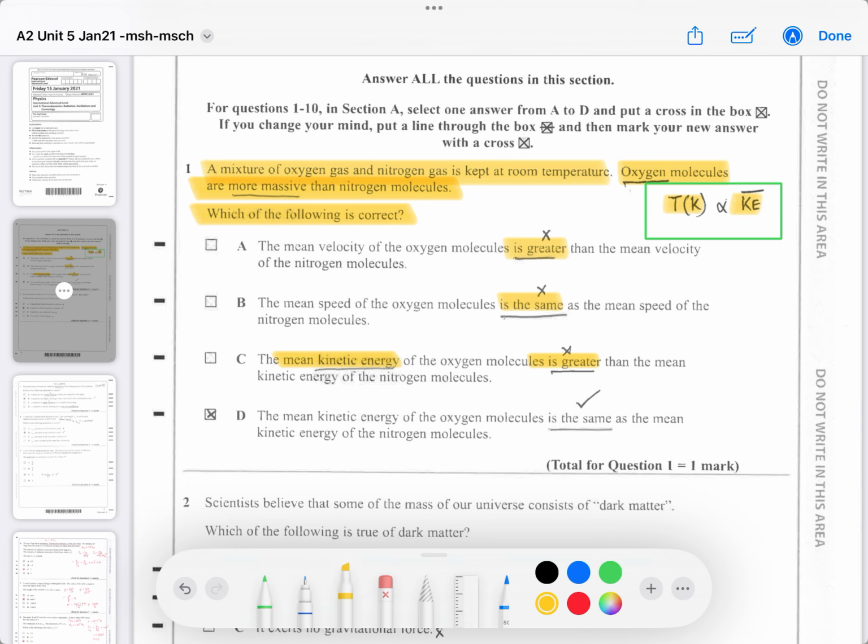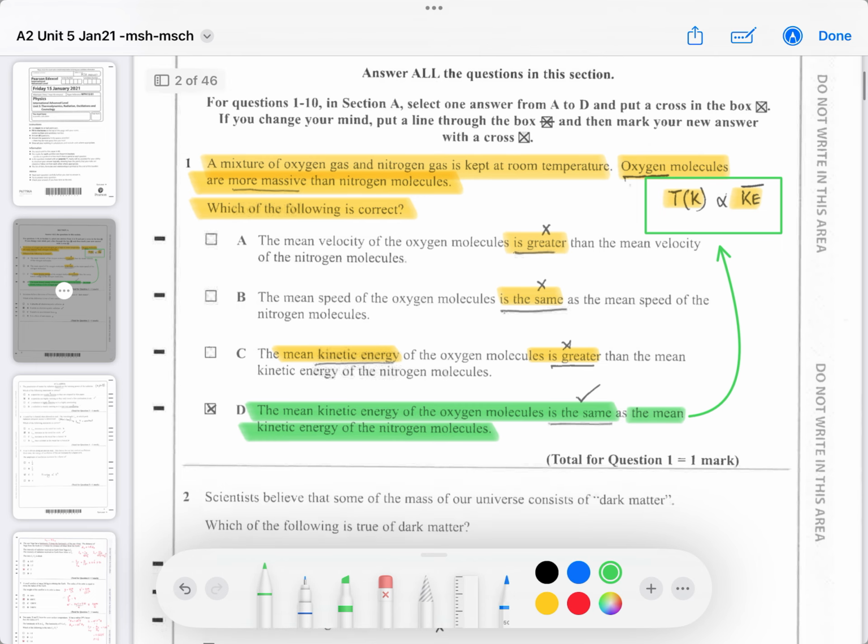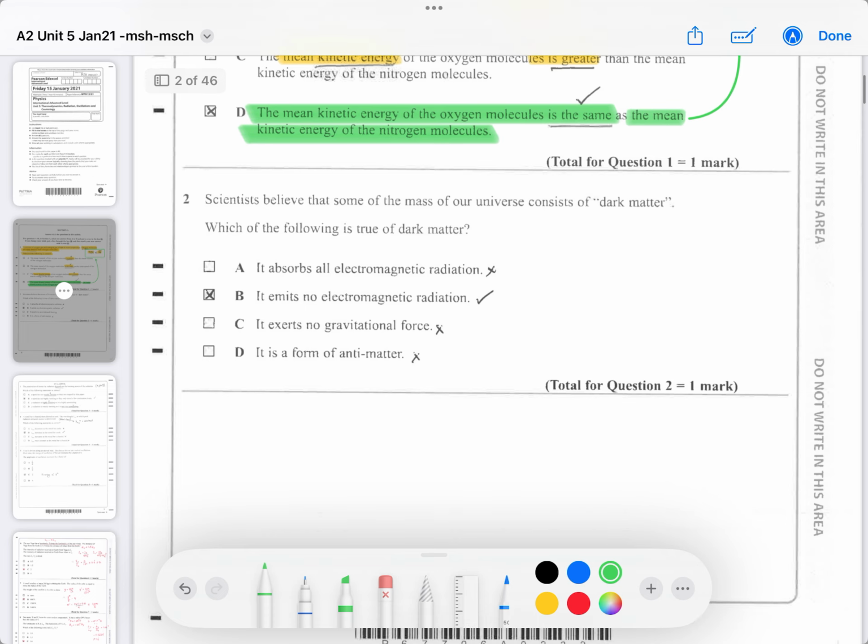And then finally D must be correct. Let's just read through it, and let's put this one in green. The mean kinetic energy of the oxygen molecules is the same as the mean kinetic energy of the nitrogen molecules because they're in thermal equilibrium. And if you understand what I just explained, these two are the same. One in words and one as a mathematical relationship. Hope that makes sense. Question 2.